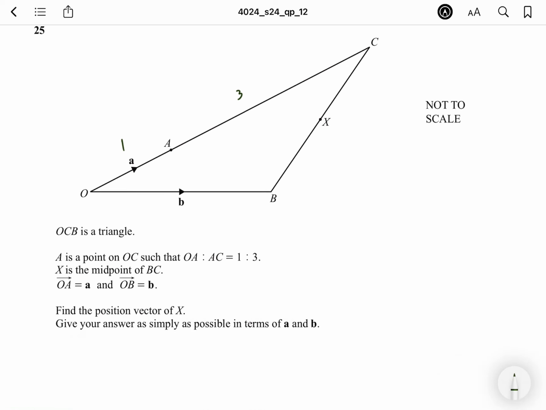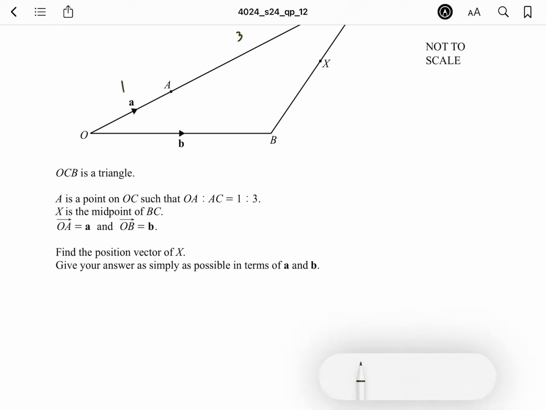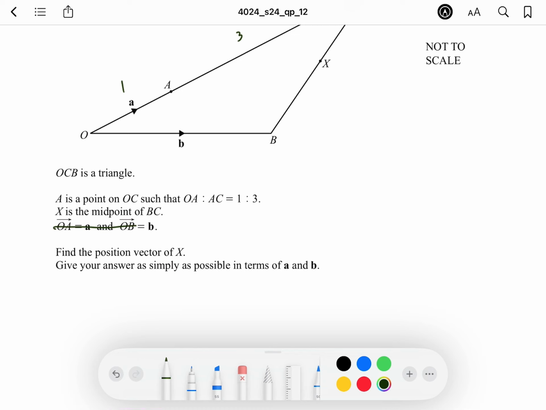X is the midpoint of BC. So X is given there. Vector OA equals vector A. Vector OB is equal to vector B. So it's given in the question. Find the position vector of X. Give your answer as simply as possible in terms of A and B. If you are given vectors like that, guaranteed when you want to find the answer, it must be in terms of A and B. You must use what the vectors have given.